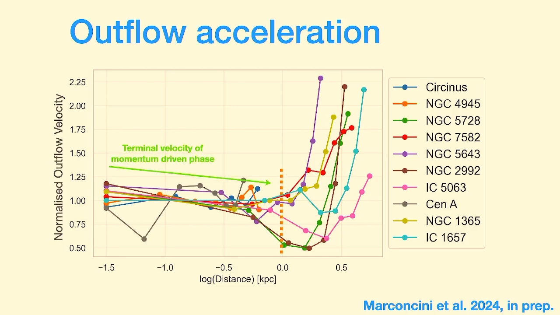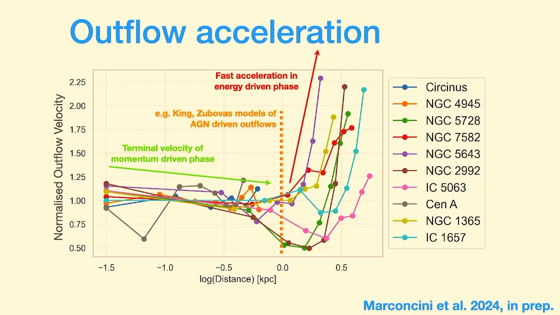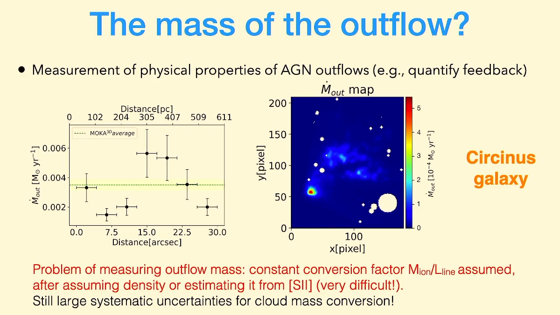And this is basically consistent with the prediction from the Andrew King and Kastytis Zubovas model. Basically, here we are seeing the terminal velocity of the momentum-driven phase of the outflow. Then after 1 kiloparsec, which is where more or less the inverse Compton cooling becomes ineffective, you have the rapid acceleration due to the energy-driven phase. So, the point is that we can measure the velocity, and we can also measure the mass outflow rate.